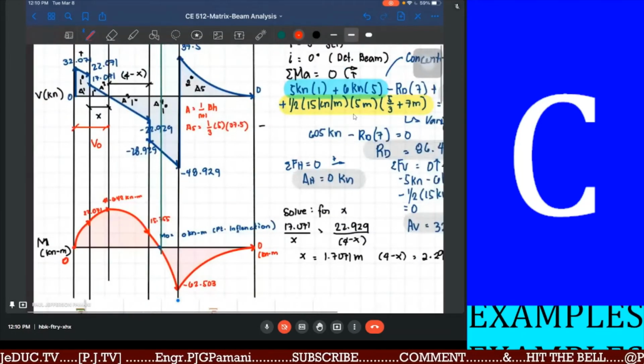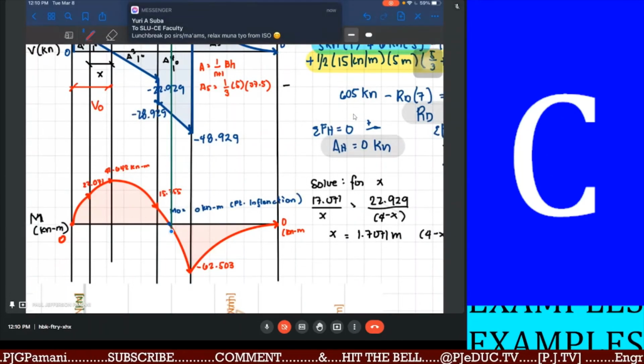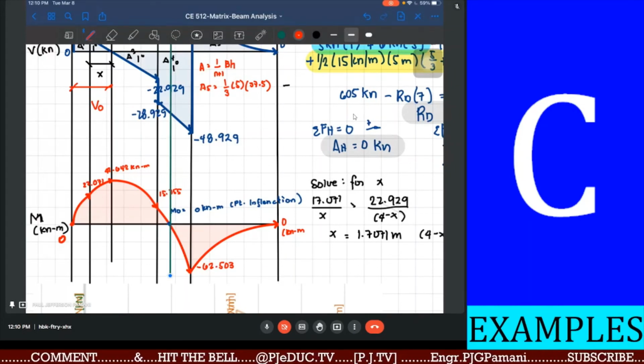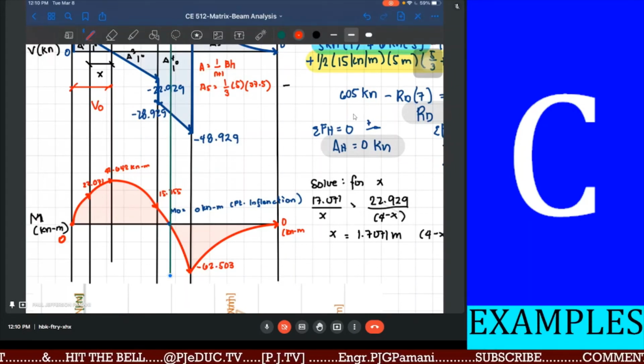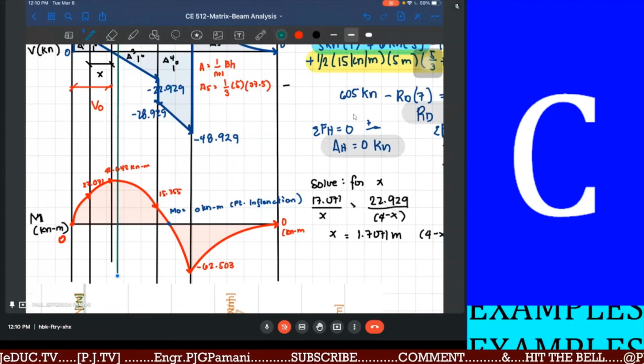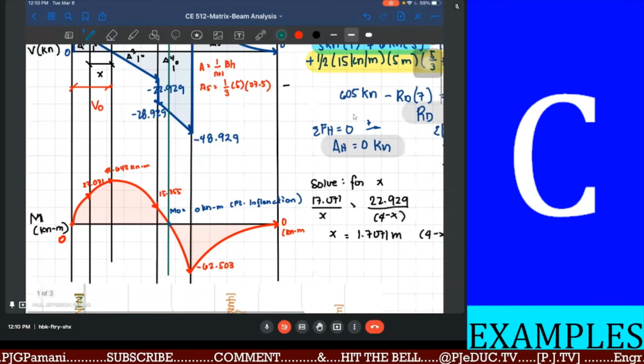Then, later on, you might ask the location. Might be asked the location of the maximum deflection from point A. So, again, ito naman yan. Solve lang natin to. Yung distance na yan.